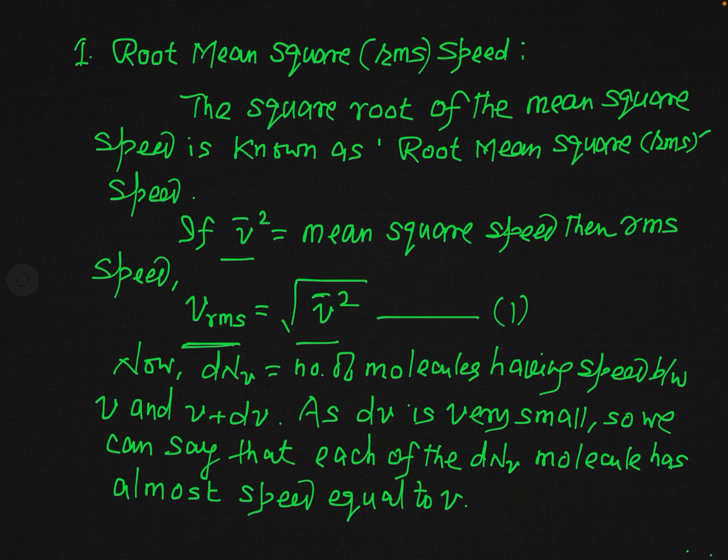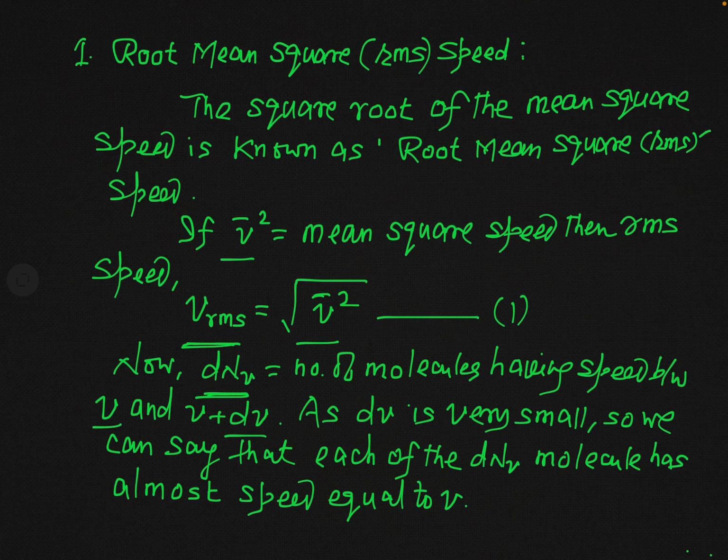As you know, what does this dnv, which appears in Maxwell's distribution law for molecular speed, mean? We have studied it in detail previously. This is actually the number of molecules having a speed between v and v plus dv. When you write the symbol dv, it means an infinitesimally small quantity. So the difference between v and v plus dv, which is dv, is very small. In this condition, we simply say that on average, the speed of each dnv molecule is simply equal to v.